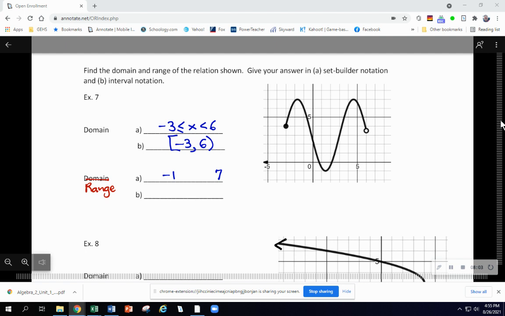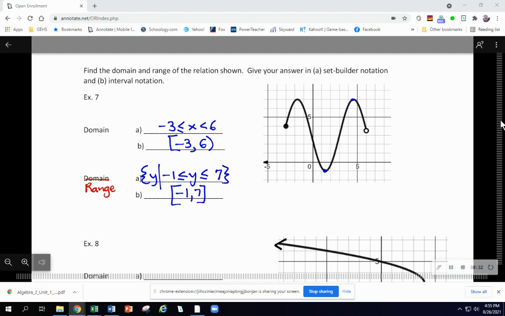And we actually reach those two locations. We get down that low and we get up that high. So it's in between, and we're using y values this time. So let me do that correctly. We actually include those values. So here's the set builder version of it. And the other one is from -1 to 7, including both of them. So you've got to make those square brackets.